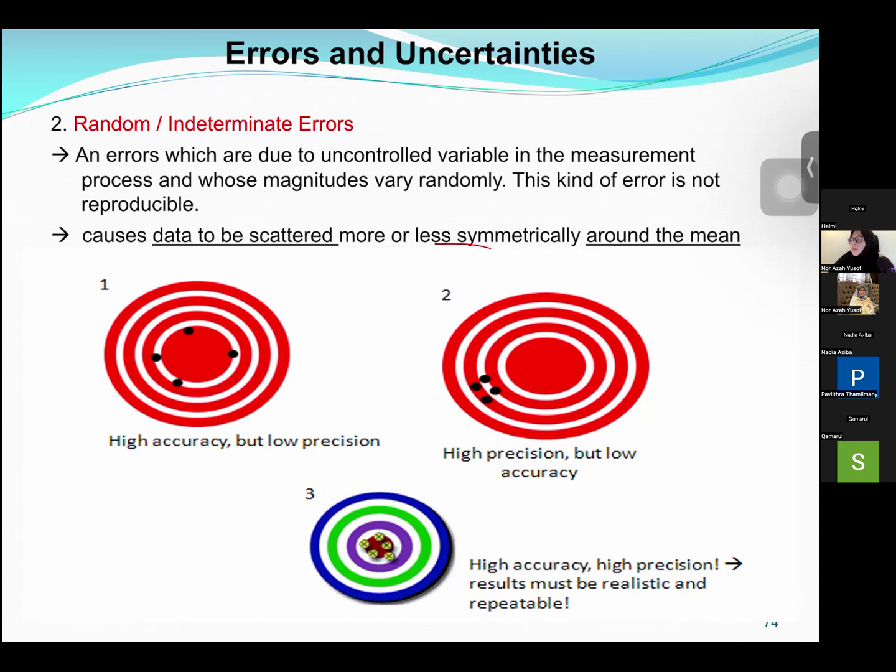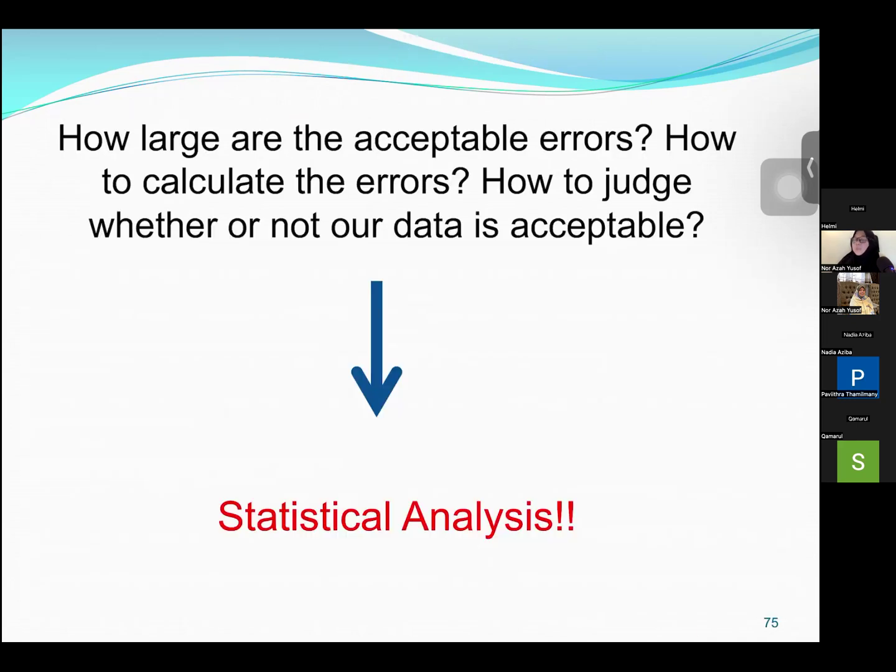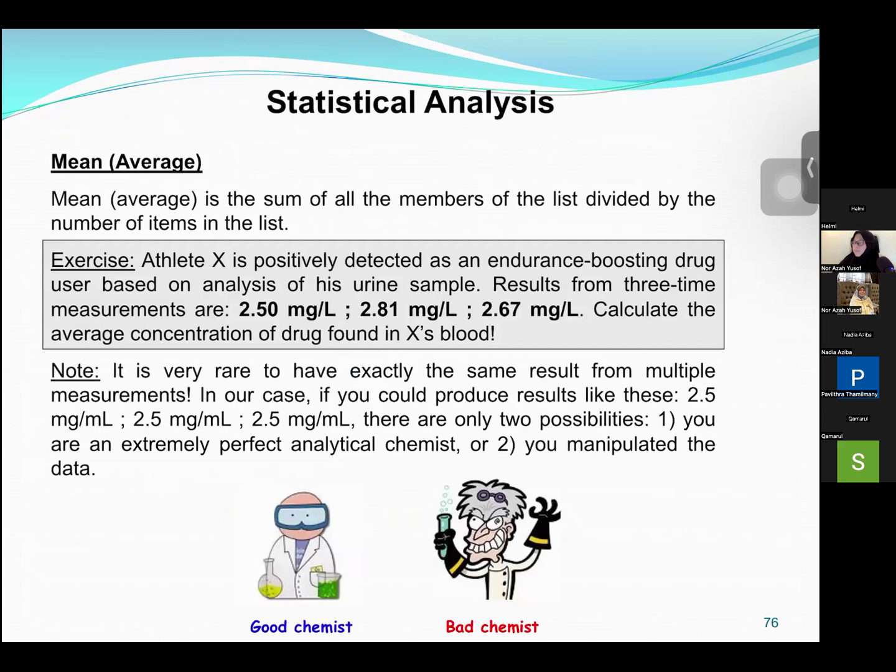So in order to solve this kind of errors, we need to use statistics. This is the one that we are going to discuss, which is statistical analysis, to minimize the error. We start from, not to say scratch, very basic. The first one is mean. I'm sure mean is average. You can calculate the average very easily.